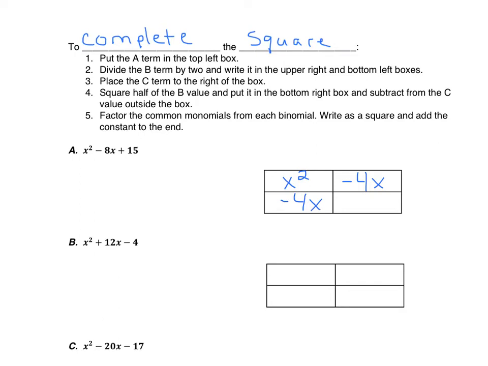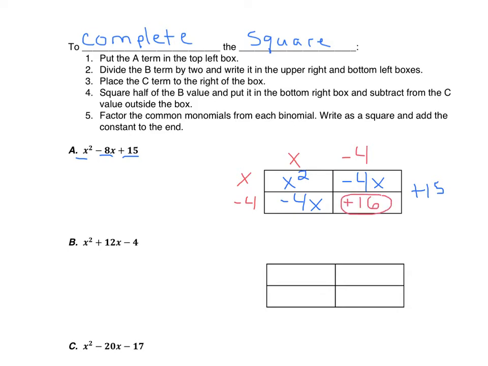And then we take what was the c term, plus 15, and we're going to set that outside of the box, because that's not a perfect square. Then what we need to do is fill in what would be a perfect square. So if we have x minus 4 and x minus 4 is our perfect square, then negative 4 times negative 4 is a positive 16.